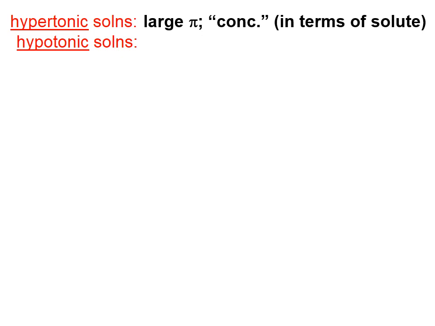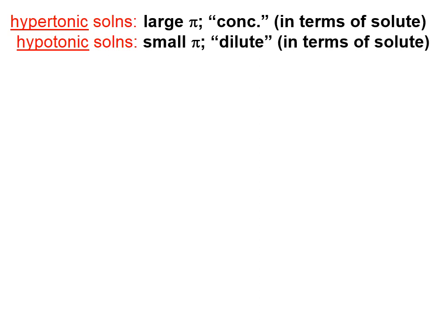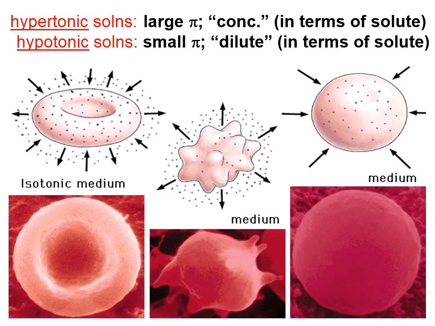Hypertonic solutions have large osmotic pressures. They are concentrated in terms of solute. Hypertonic solutions would be very salty water. Hypotonic solutions have a smaller osmotic pressure. They're relatively dilute in terms of solute. Only kind of salty water. If we look at these red blood cells, on the left, the medium, that is what's on the outside of the red blood cell, and what's on the inside have the same osmotic pressure, and so the red blood cell maintains its standard shape.